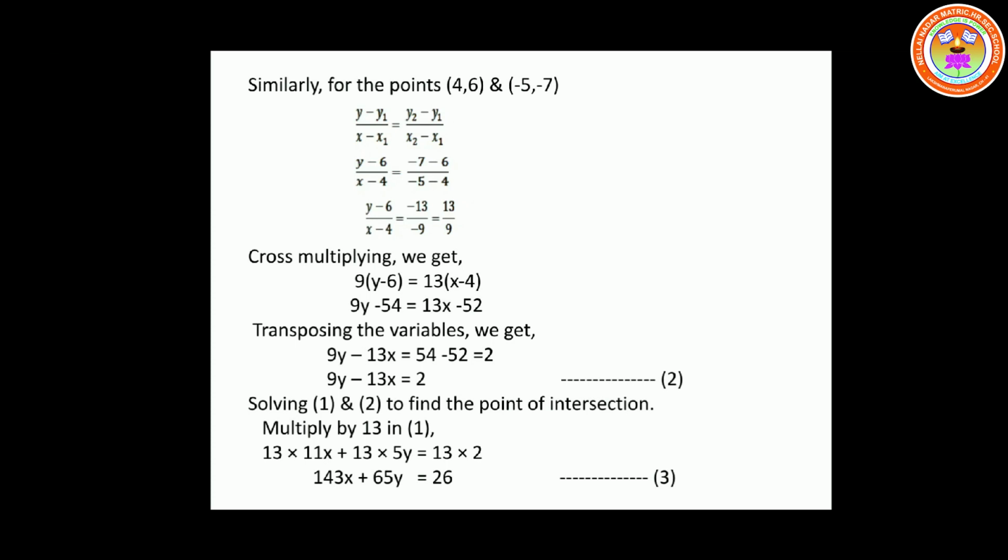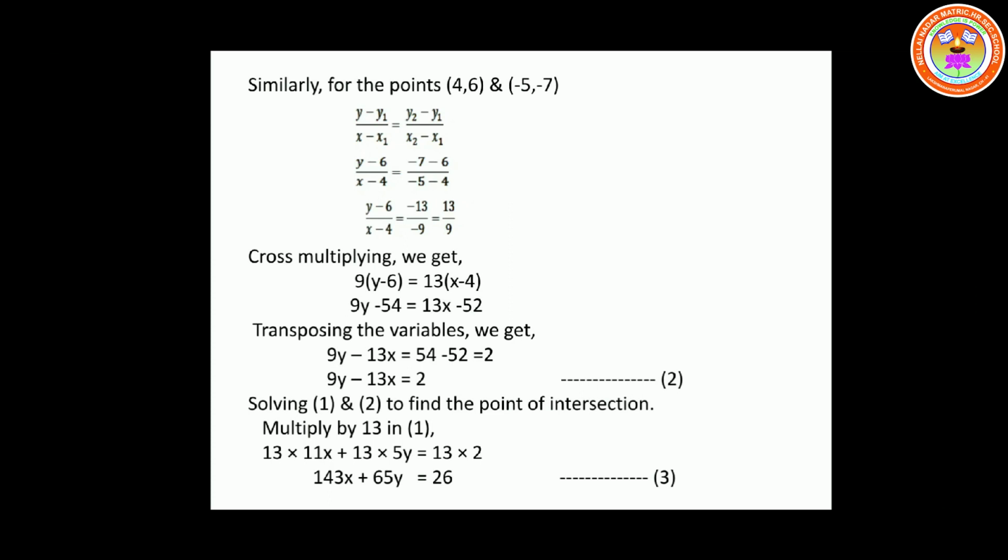So transposing the variables, we get 9y, transpose 13x to the other side becomes minus 13x, that is equal to transpose minus 54 to the other side becomes plus 54, minus 52, that is equal to 2. Now you have the second equation, 9y minus 13x, that is equal to 2. So you have two set of equations, first and second equation. So I am going to solve 1 and 2 to find the point of intersection.